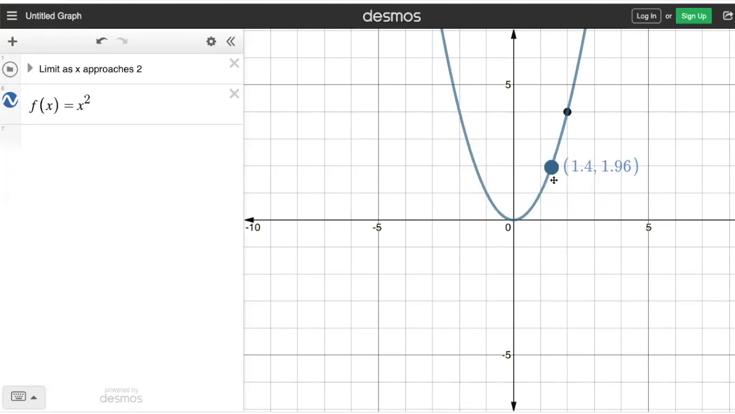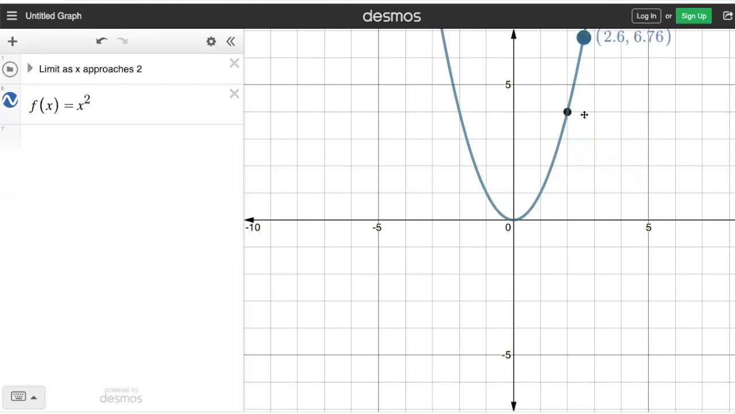And again, I'm interested in the y-coordinate here. I'm letting the x-coordinate get closer and closer to 2. And the y-coordinate, notice, approaches 4. Now we have to pay attention to the trend in the y values on the left side of the x value we're interested in and on the right.